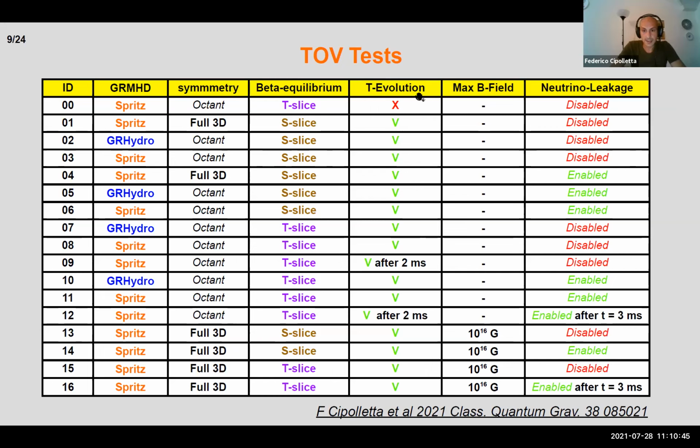We considered or not the temperature evolution, and we also allow the user to switch on the temperature evolution after some time. And now you will see why. In addition, we perform the same simulation with and without the neutrino leakage activated, and we also provide the option of activating the neutrino leakage after some time.